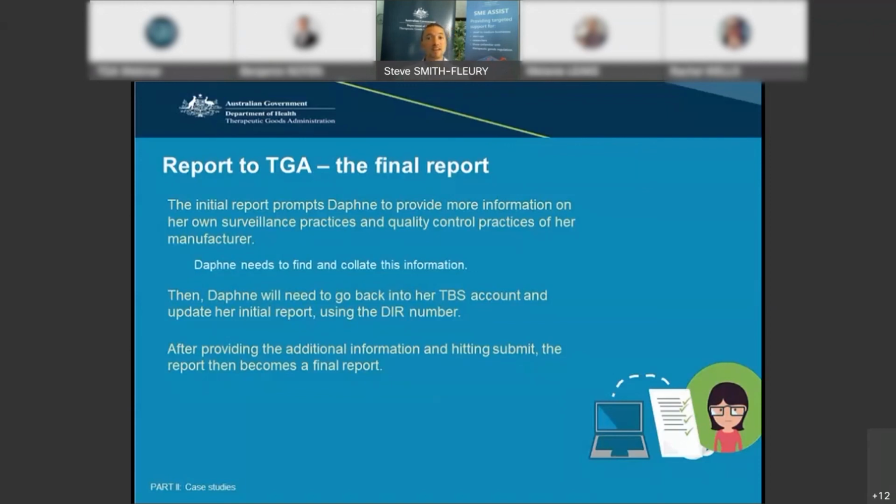Now she needs to log back into her TGA Business Services account. She needs to update that initial report, and she'll do this using the DIR number that she was given initially. So after providing that information and again hitting submit, her initial report then becomes the final report.